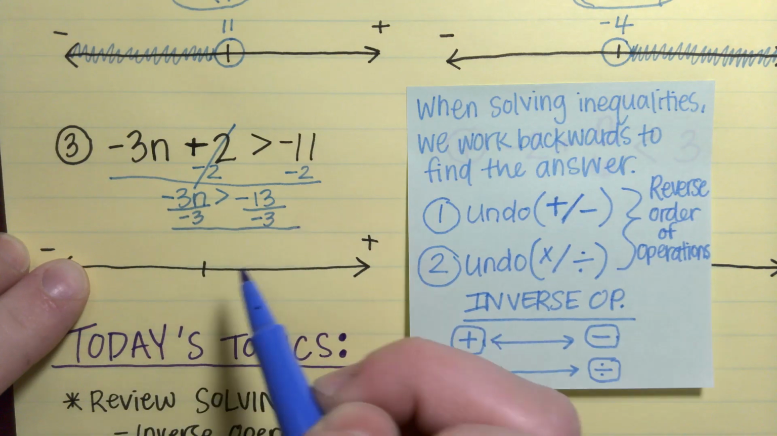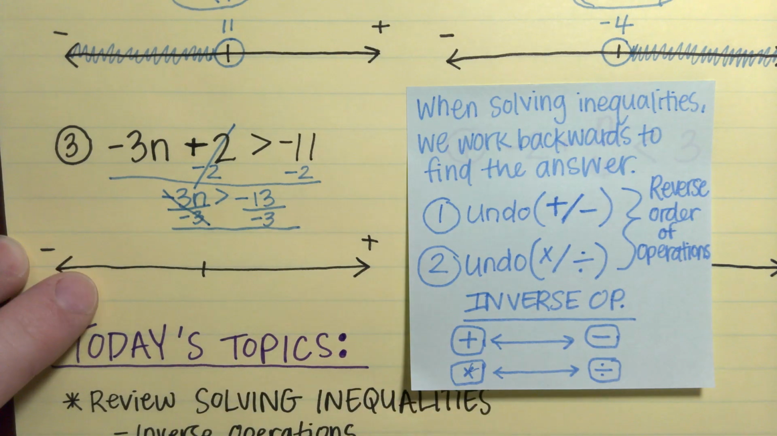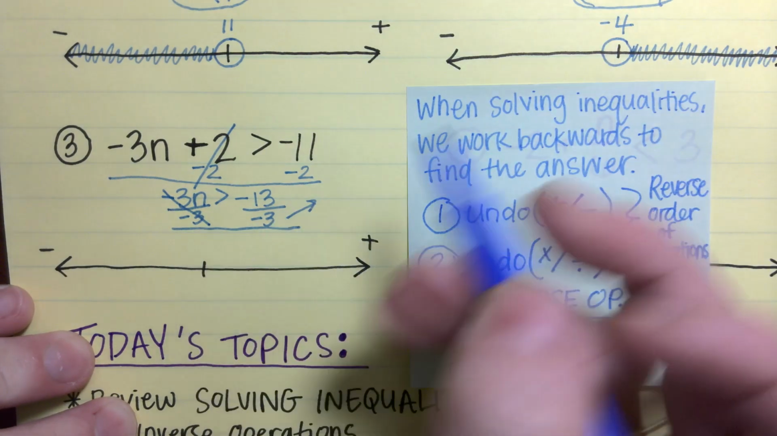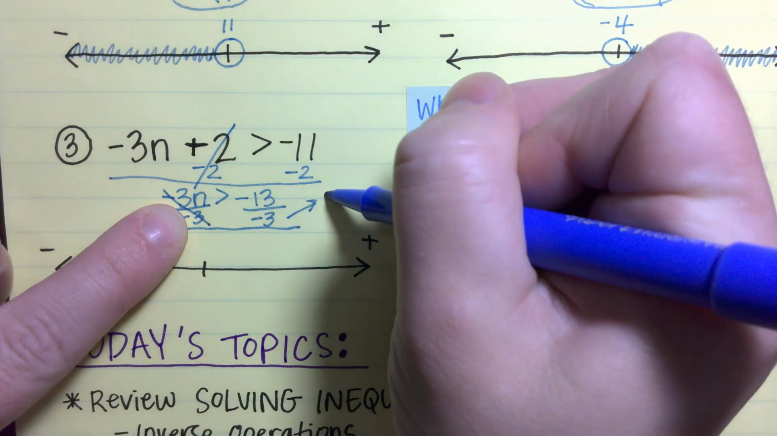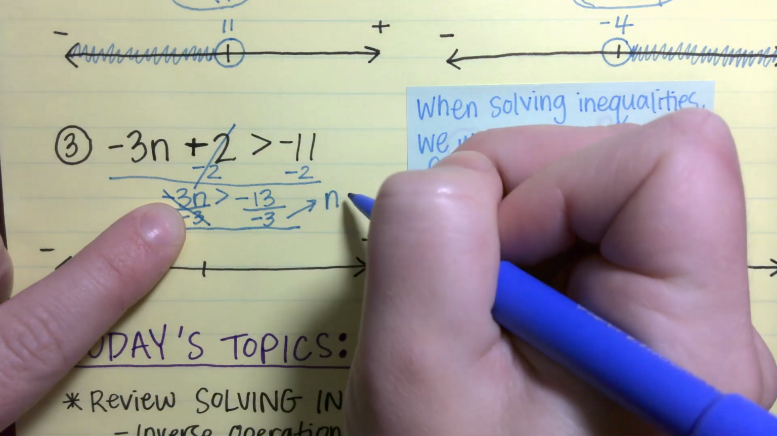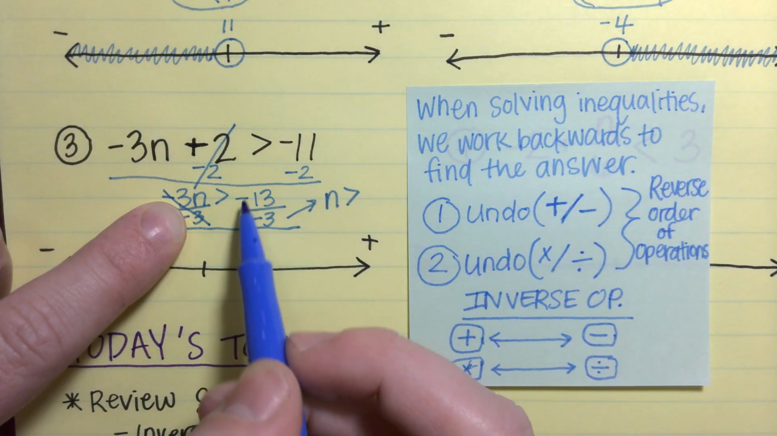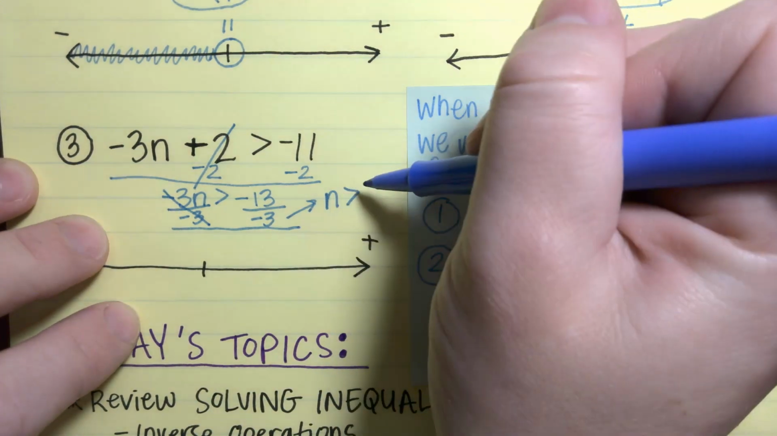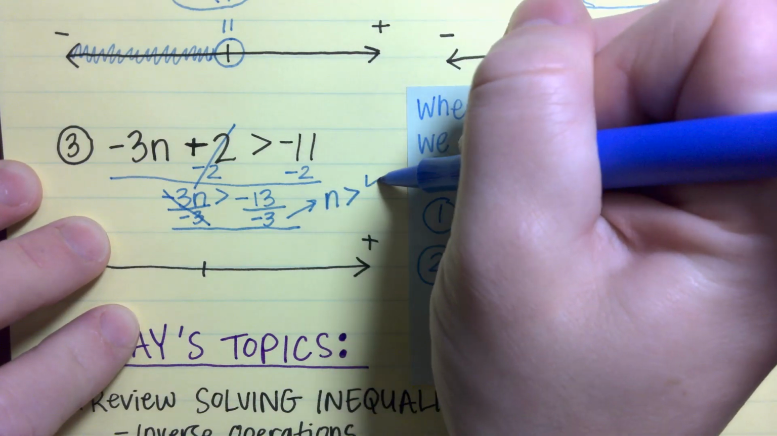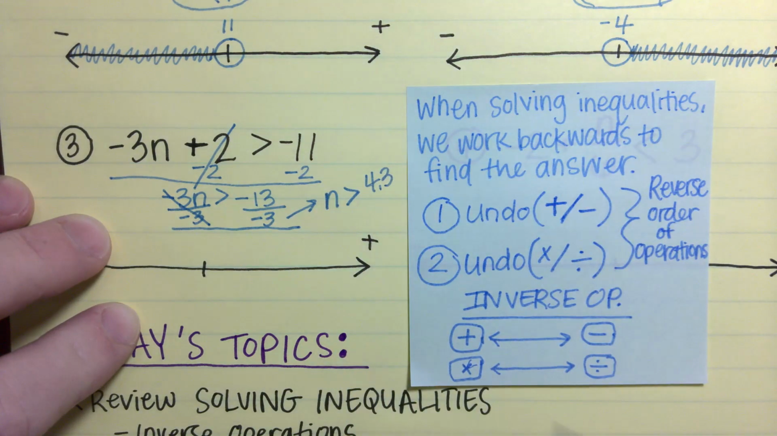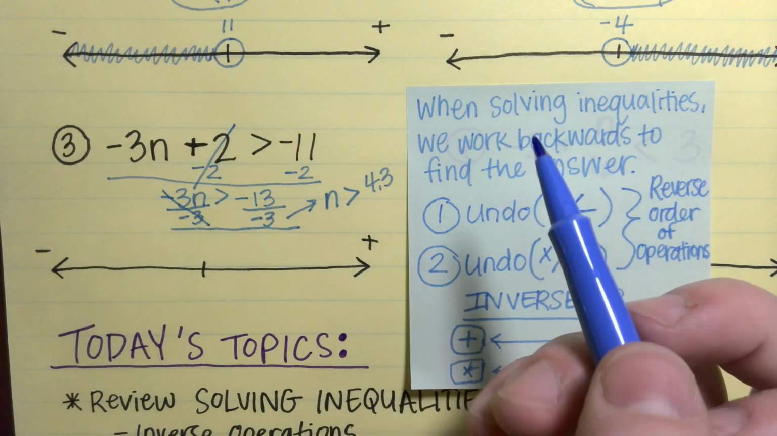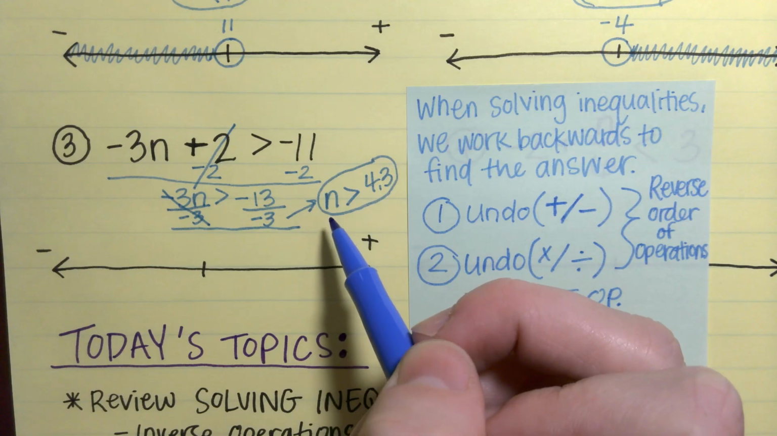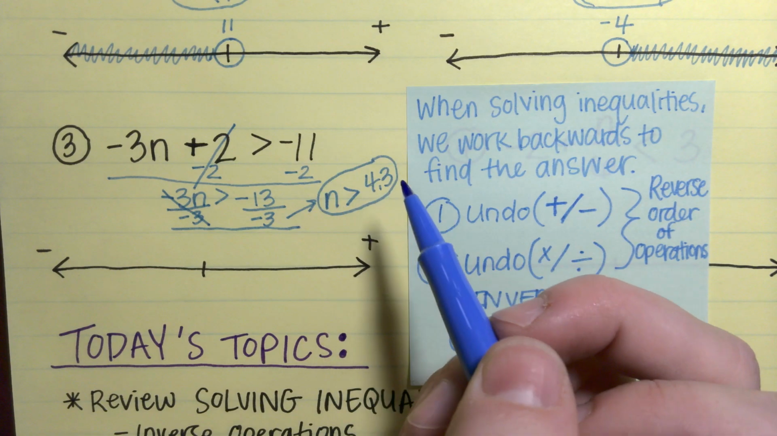Very good. My negative 3's next to my n are going to cancel, and I'm going to write my answer off to the side. I didn't give myself enough room. So I'm going to bring my n, my greater than, and then negative 13 divided by negative 3. What is that? 4.3. All right. Everybody okay with that answer? Yes. Awesome. Okay, so now we know that n is greater than 4.3.